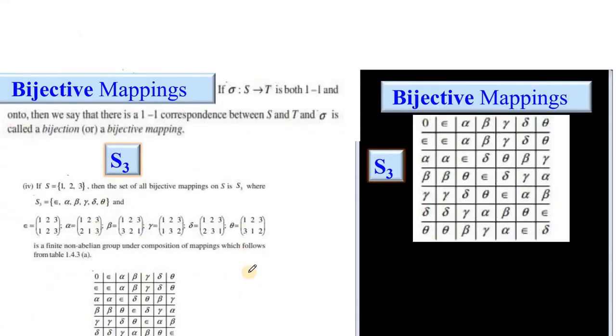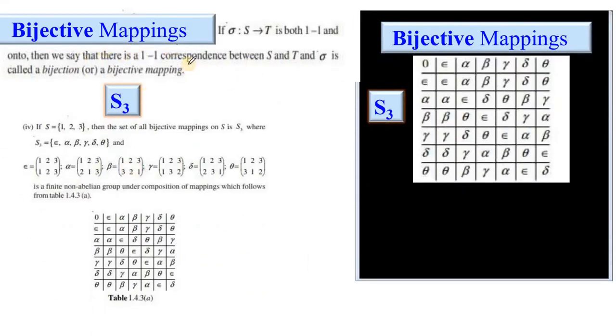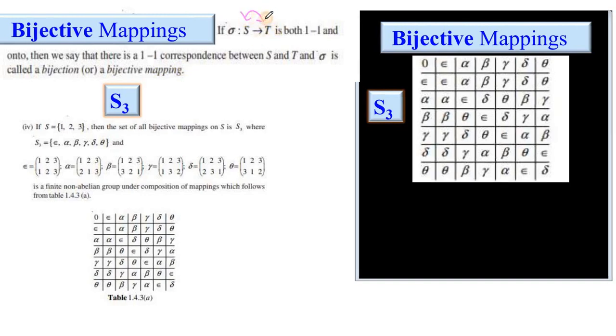This is known as a bijective mapping. Whenever I have a mapping sigma from S to T which is both one-one and onto, we say that there exists a one-to-one correspondence between these two, and in that case sigma is called a bijective mapping.